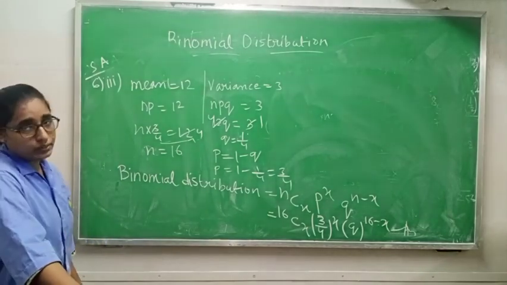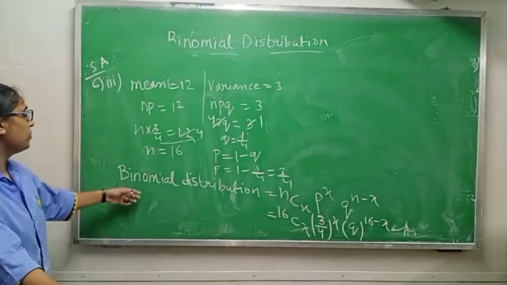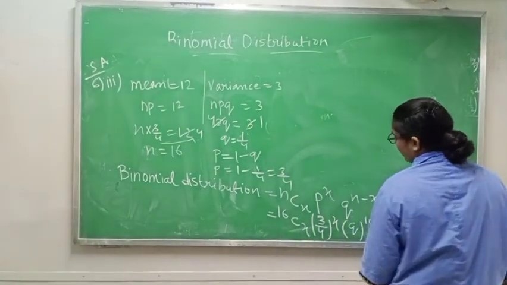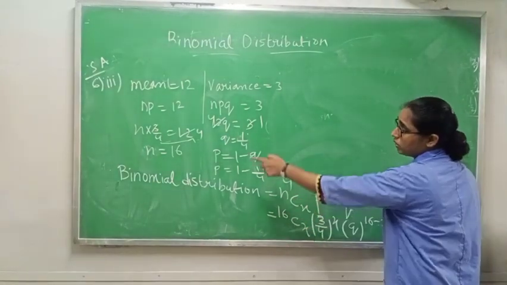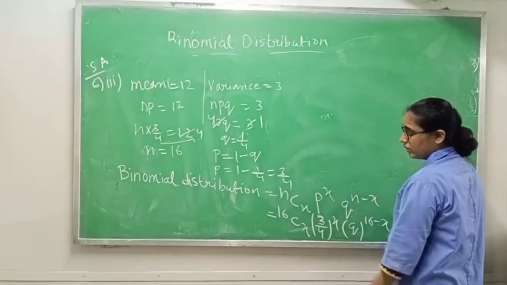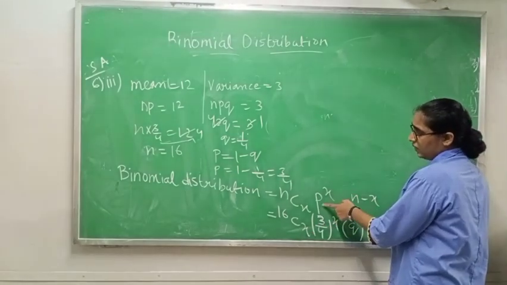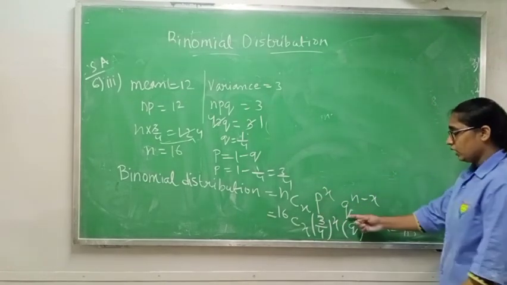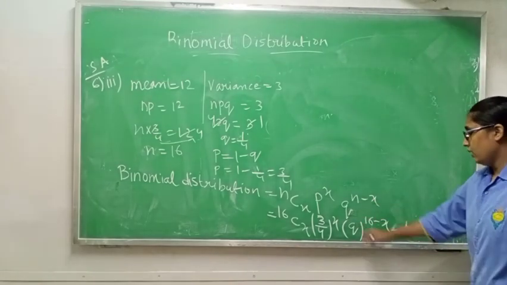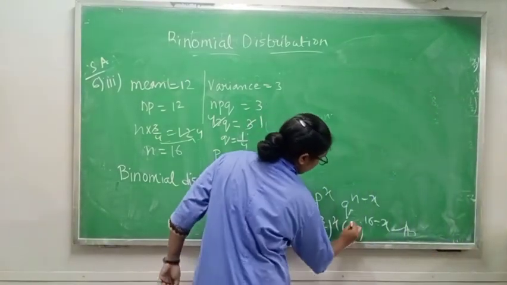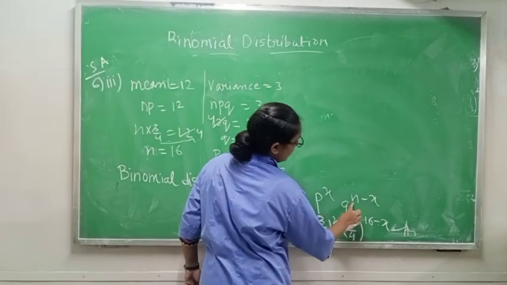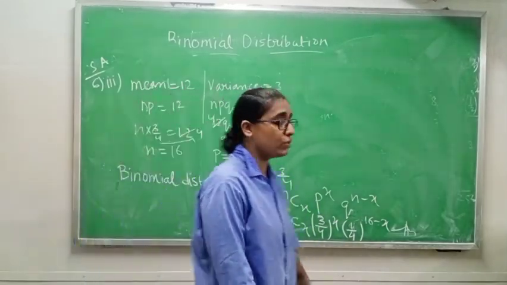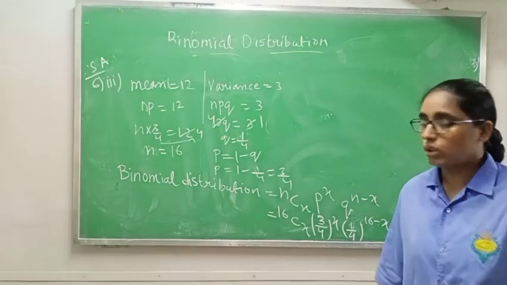We did the same thing in the last question, also in the last class. Now the binomial distribution formula is nCx p to the power x, q to the power n minus x. In place of n put 16, write Cx as it is. The p value you got is 3 by 4, so 3 by 4 to the power x. The q value is 1 by 4, and the power is n minus x, which is 16 minus x. The n value you know, but the x value you don't know. So this is your binomial distribution. Copy this one.